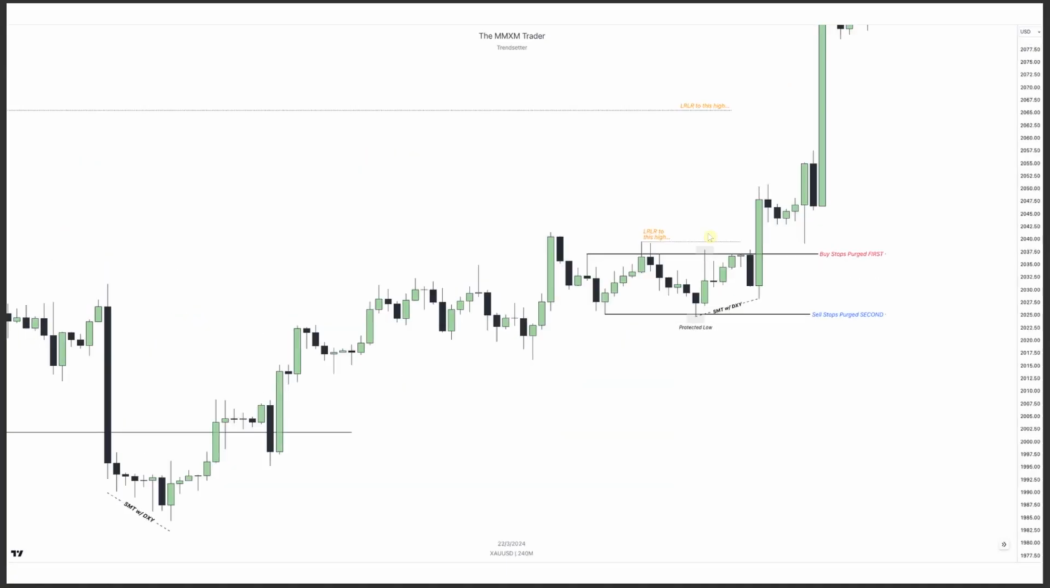So if we zoom in a little bit more, we have that piece of price action over here, but only we're on a 4-hour chart. The previous slide was on a daily chart. Now the same thing happens over here. We've got this range, and this is a fractal. We are on 4-hour right now. This was the daily high and the daily low of the range. We can see the buy stops being purged first, then the sell stops, and then we have a protected low, right?